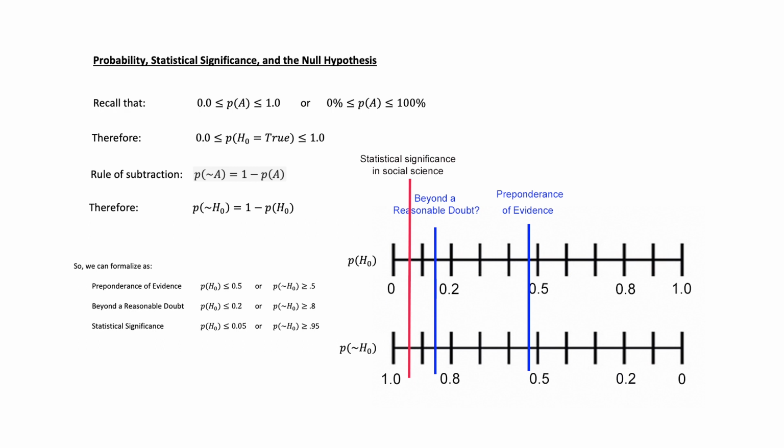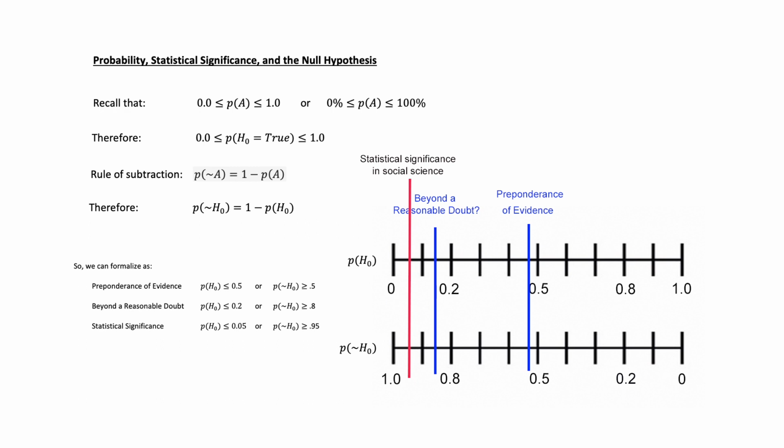We can write all of these three standards of judgment as probability statements. So we can formalize that the preponderance of evidence says that the probability the null hypothesis is true is less than or equal to 0.5, or 50%, or conversely, we can say that a preponderance of evidence means the probability the null hypothesis is false is greater than or equal to 0.5, or 50%. Using a standard of judgment of, let's say, 80% for reasonable doubt, the probability the null hypothesis is true will then be less than or equal to 0.2, 20%, or conversely, the probability the null hypothesis is false will be greater than or equal to 0.8 or 80%.